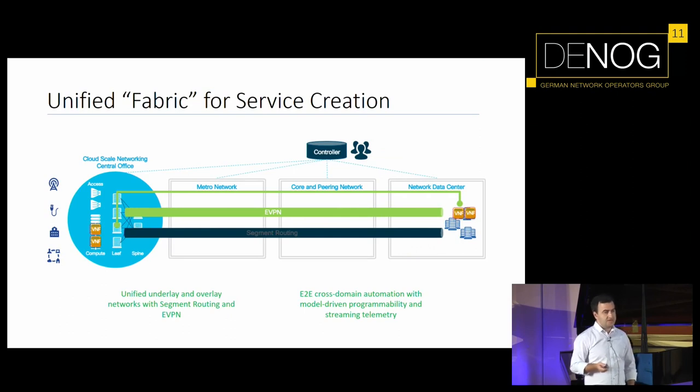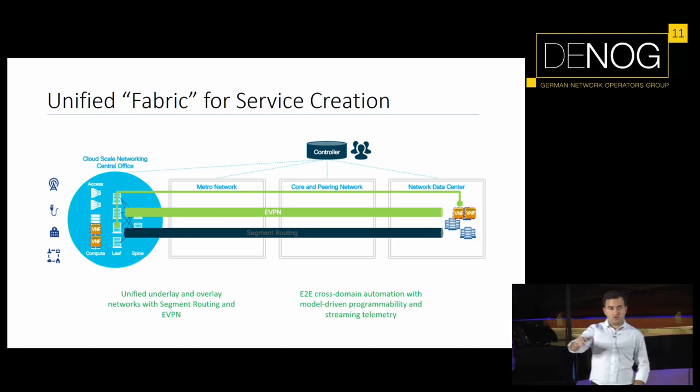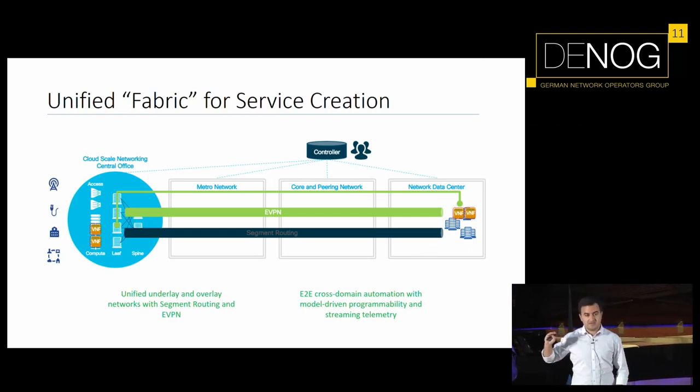With segment routing, what we think of is a sort of unified fabric for all the service creation. If you look back at the picture before, we said we have the metro, the core, and the data center. We still have the same, but instead of using these three different underlay protocols, you can use only one, which is segment routing. If you run segment routing all the way from the access to your aggregation to the core and to the data center, it's just one protocol that you need to manage. If you have any issues and want to troubleshoot the network, then you don't need to know all the different underlay protocols. If you know segment routing, that's the best way to do it.